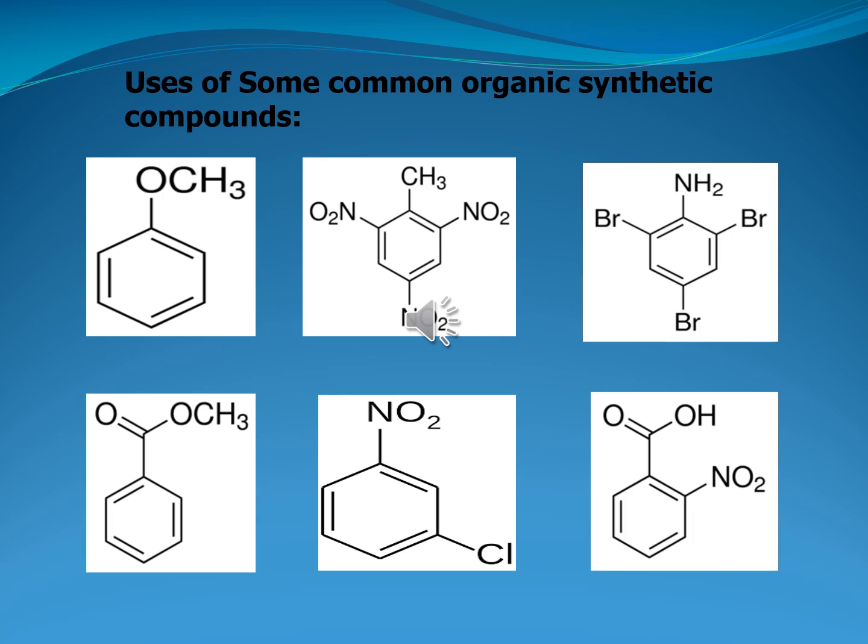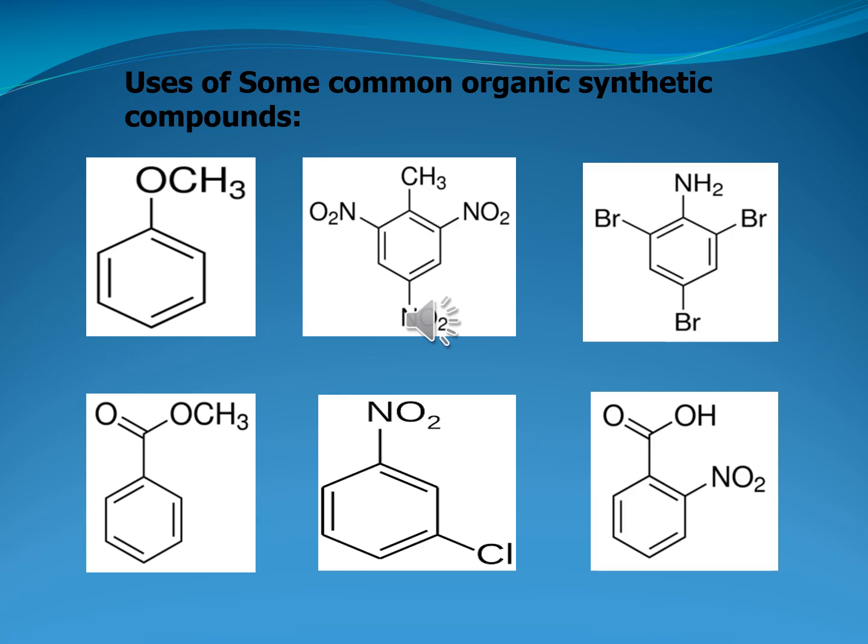The next molecule is methyl benzoate. Methyl benzoate is used in perfumery industries. It is also used as a solvent and as a pesticide used to attract insects such as orchid bees.